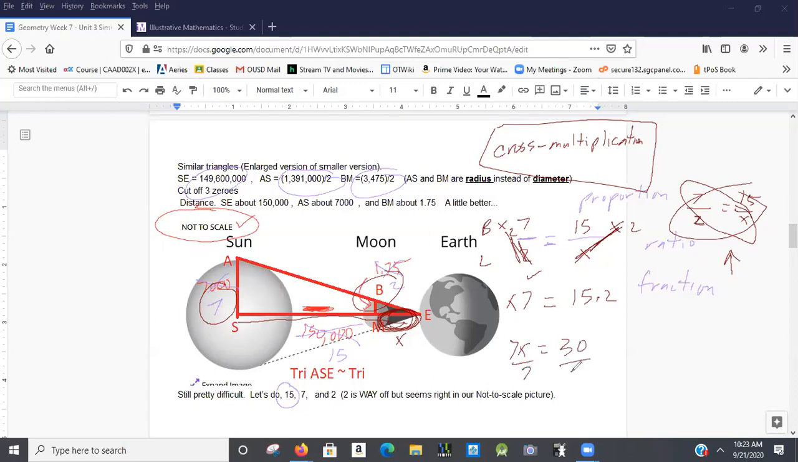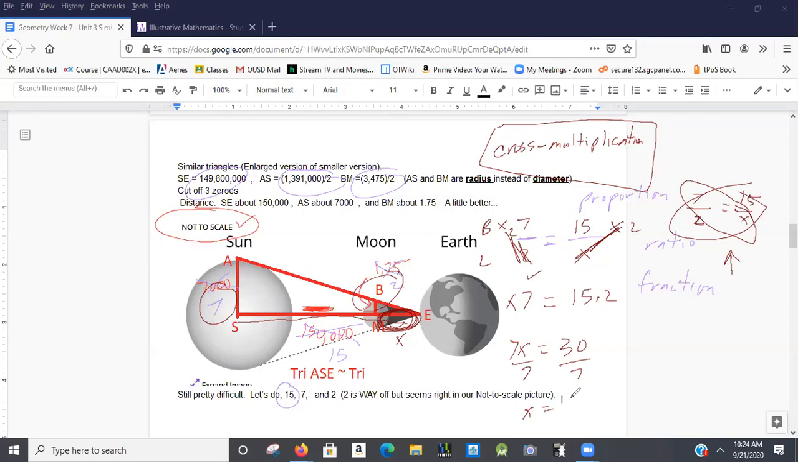I divide by 7, and x is equal to, let's see, I'm going to have to drag the calculator out. I'll go to my phone and bring up my calculator. And 30 divided by 7 is 4.3.